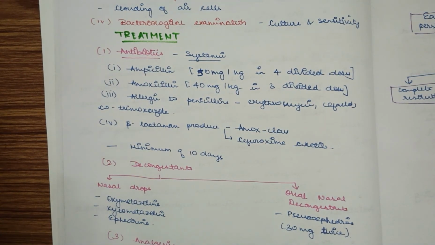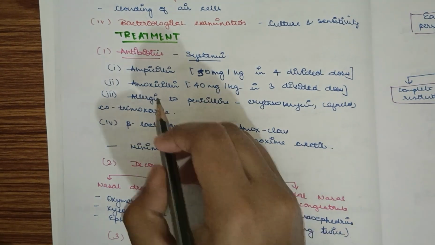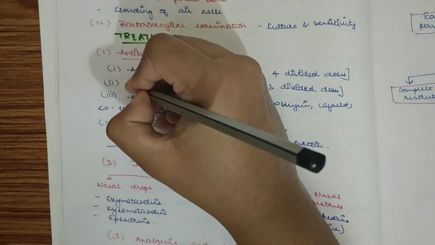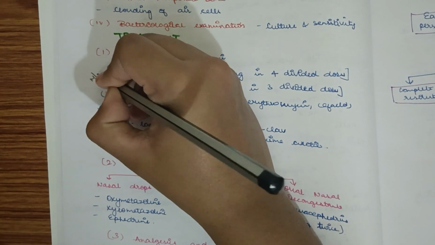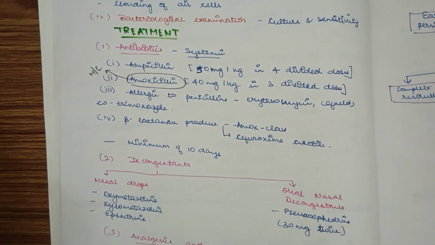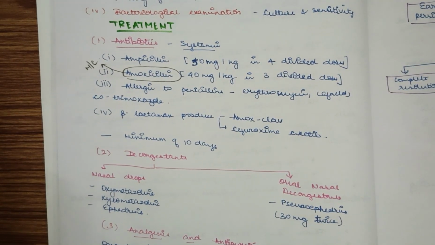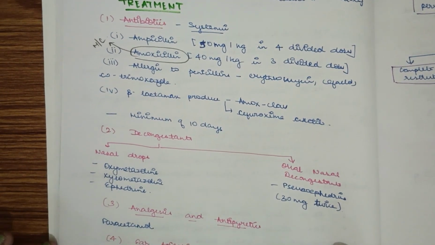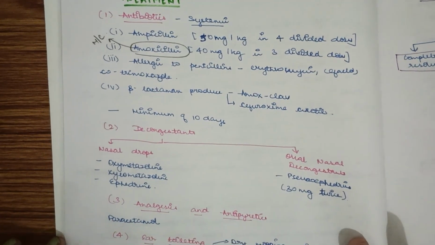If the patient is allergic to penicillins, then erythromycin, cefaclor or cotrimoxazole can be used. So amoxicillin is very important and it is the most commonly used systemic antibiotic. If the organism is beta lactamase producing, then amoxiclav or cefuroxime axetil may also be used, which are beta lactamase inhibitors. So a minimum of 10 days we will give these antibiotics.